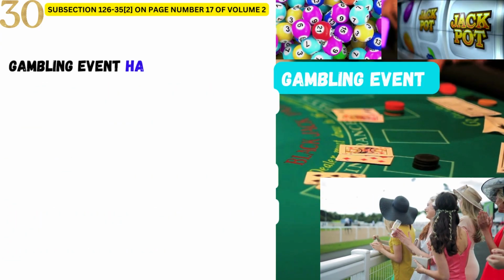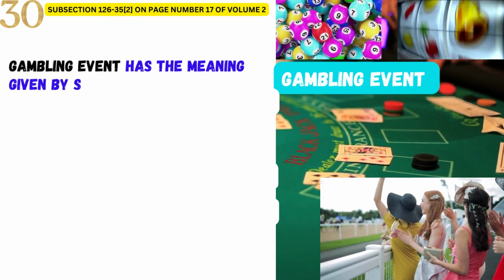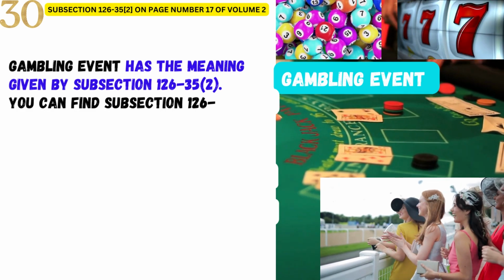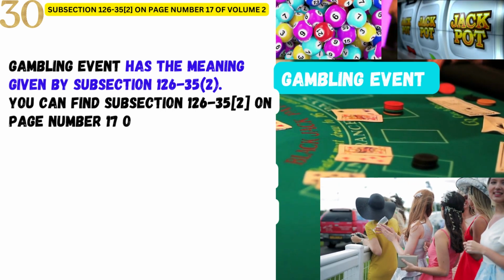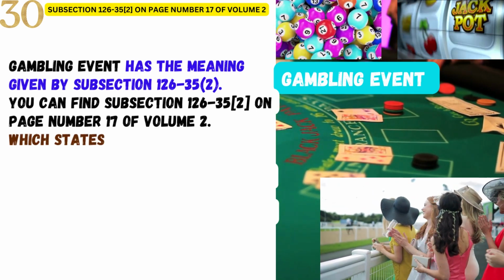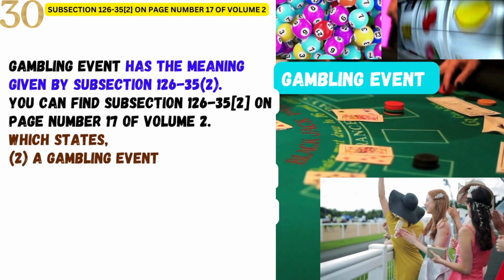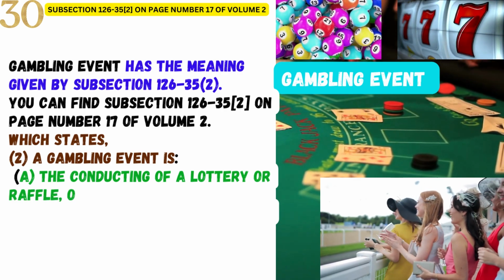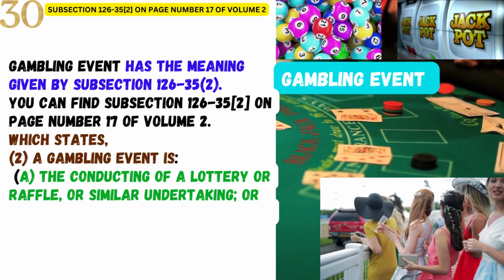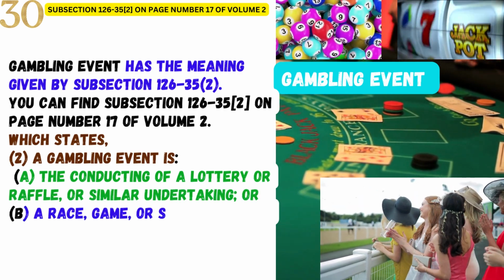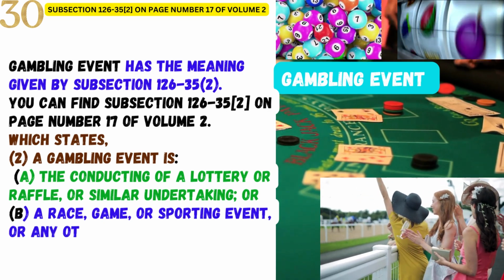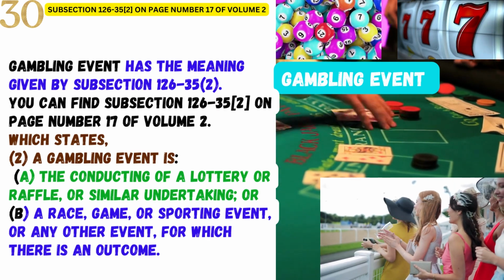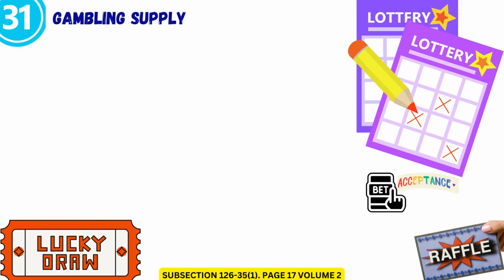Word number 27. Gambling event has the meaning given by subsection 126-35(2). You can find subsection 126-35(2) on page number 17 of Volume 2, which states: 2. A gambling event is a. The conducting of a lottery or raffle, or similar undertaking, or b. A race, game, or sporting event, or any other event, for which there is an outcome.